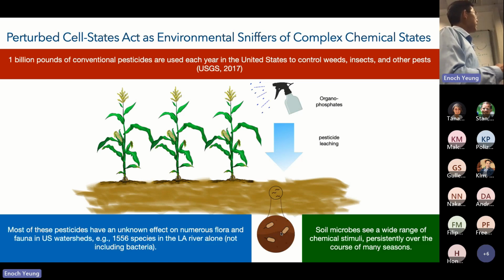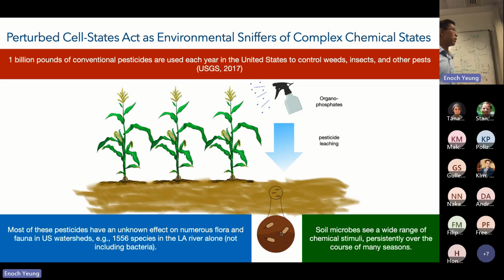And the amount of pesticides that we use in the U.S. is really staggering. I know outside of the U.S., because I grew up in Hong Kong, you can rail on the U.S. as much as you want. So this is an example: we use 1 billion pounds of conventional pesticide each year in the U.S. for weeds, insects, and other pests. And a river that's close to us, that's not really a river anymore, at least nobody wants to swim in it, is the LA River, the Los Angeles River. There are, for example, 1,556 species in the LA River alone, not including bacteria, that are affected by all of this runoff.